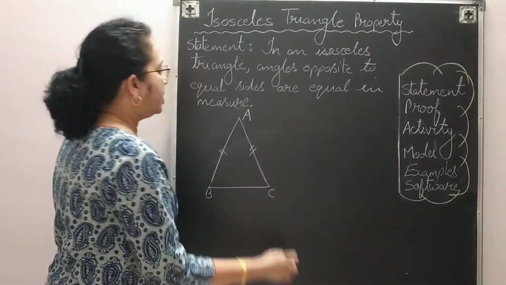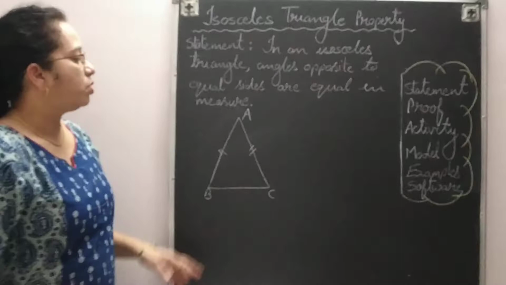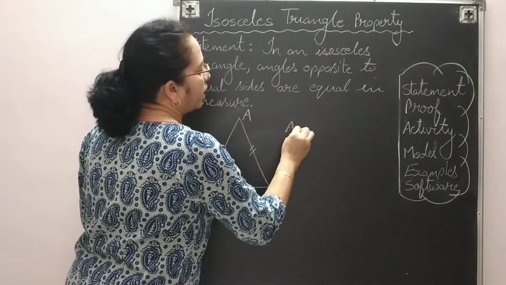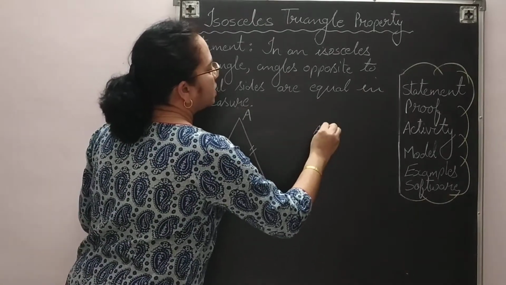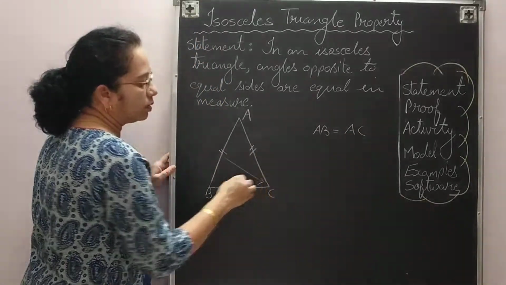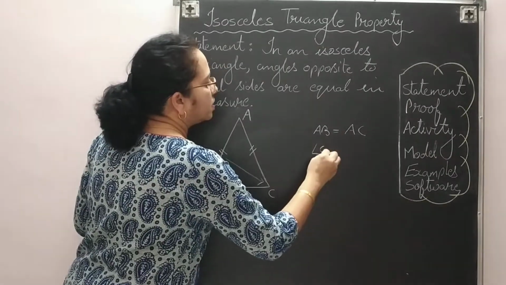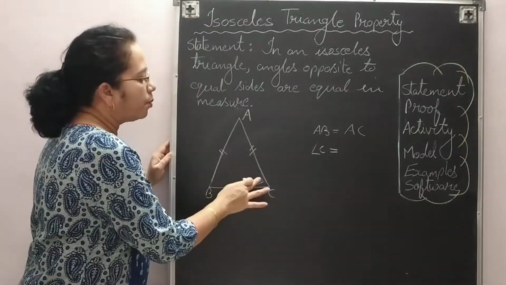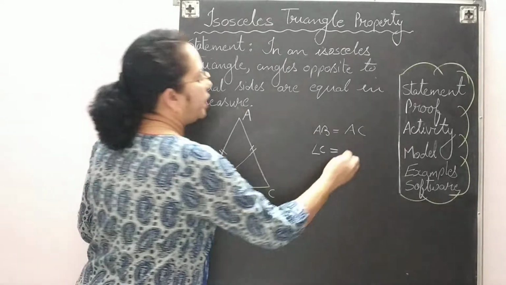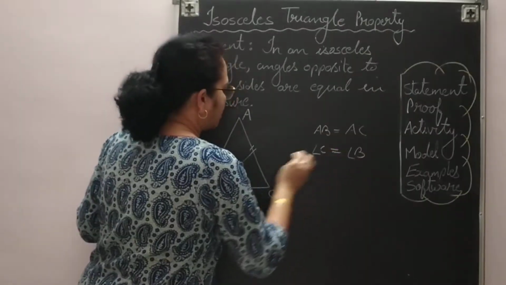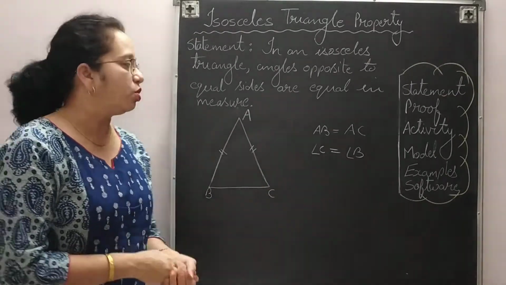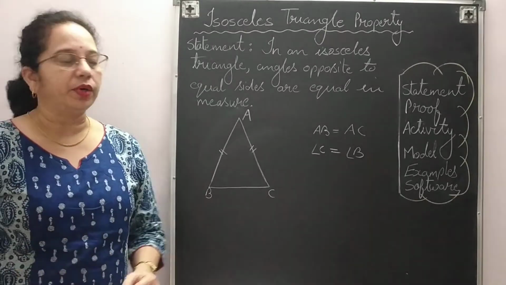What does it mean? If there is an isosceles triangle, isosceles triangle means two sides are equal. Here AB and AC are equal, so AB is equal to AC. This is given. Angle opposite to AB is angle C, so angle C is equal to the angle opposite to AC. Which angle is opposite to AC? Angle B. So angle B is equal to angle C. So in an isosceles triangle, if two sides are equal, then their opposite angles are also equal. This is your isosceles triangle property.